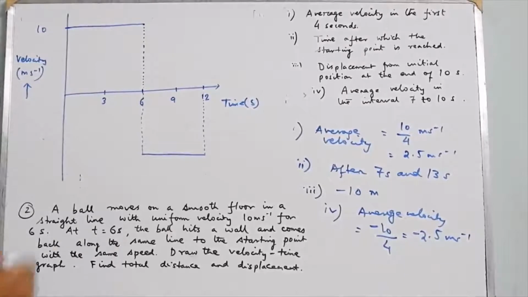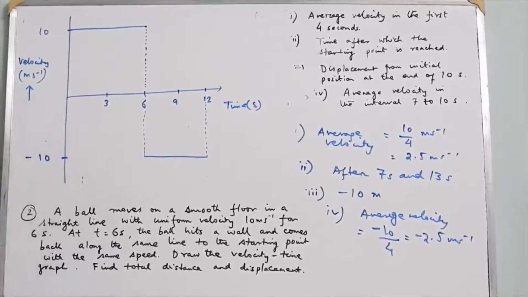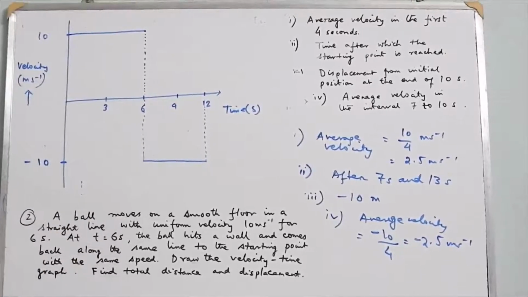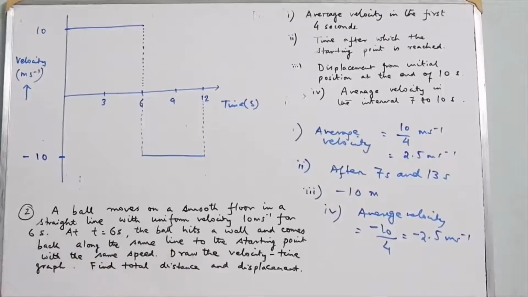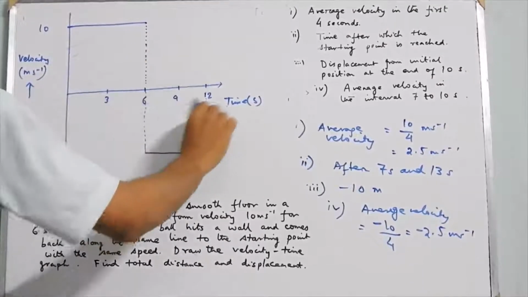So now the velocity is negative, that means the direction of motion has changed. You have to say that the velocity is minus 10 meter per second. So this will be the nature of the velocity time graph. You have to find the total distance. You have to simply calculate the area of this graph and add it.